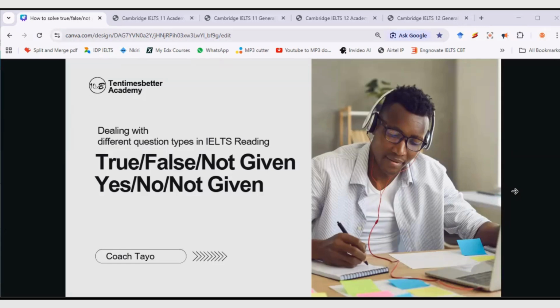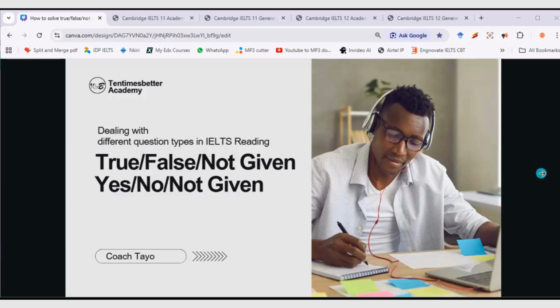So we have treated gap filling questions in one of our lessons. Today we are going to be looking at two other question types. If time permits, we might touch the third one, that's multiple choice questions, but let's work on these first two for now. So, true, false, not given questions.